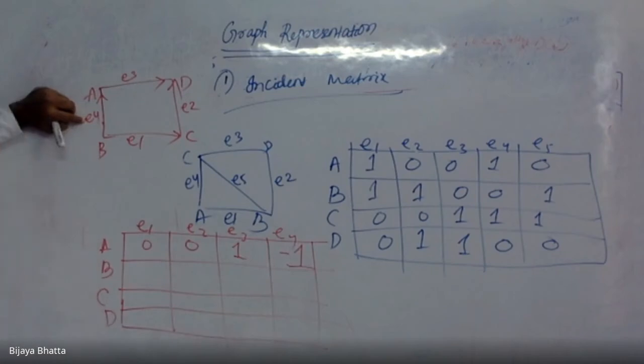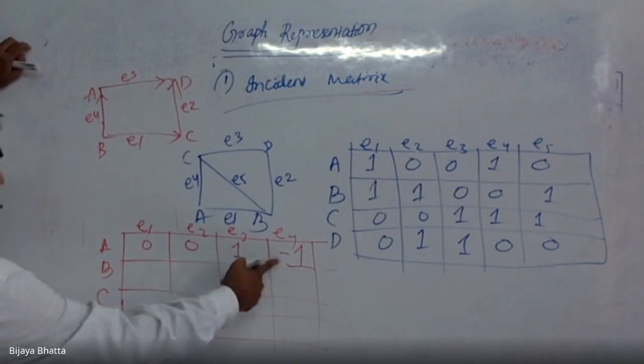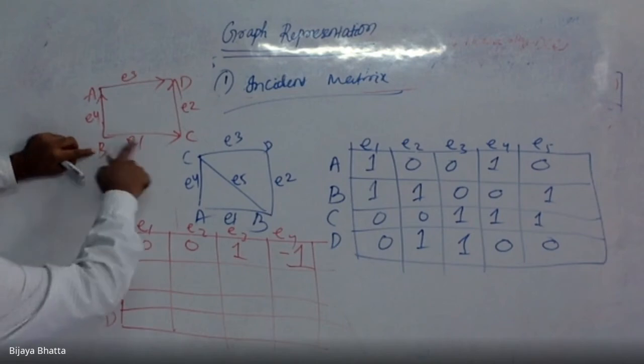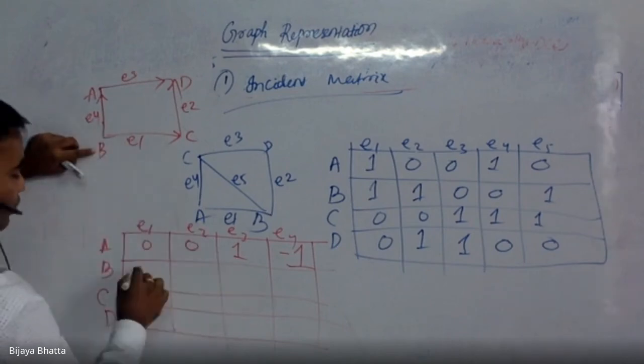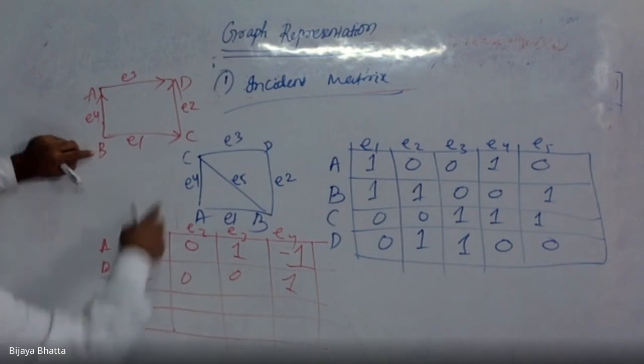So negative edge means A is not connected to B, rather the opposite of that: B is connected to A. So that is what that -1 represents. Okay. So if we talk about B, B is connected to E1, E4. Others are 0. There is no negative edge.